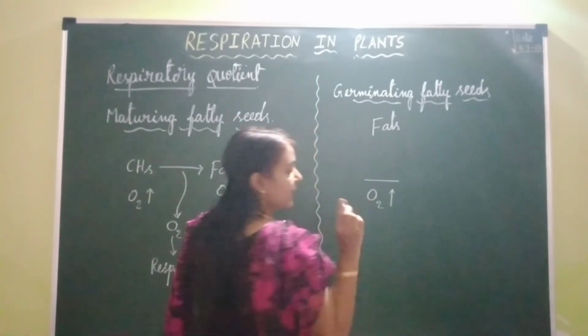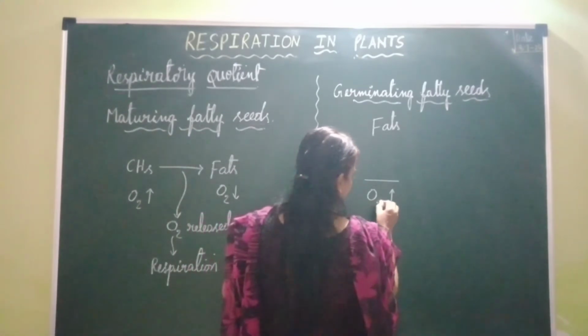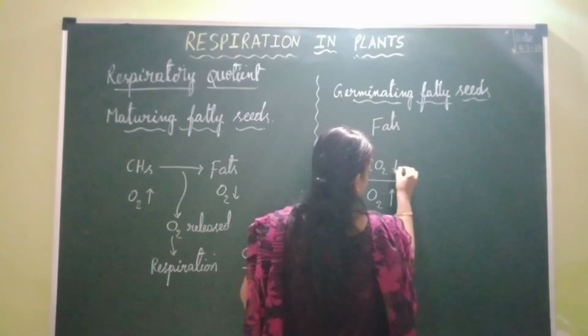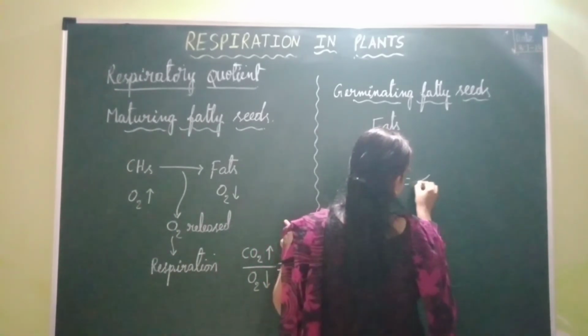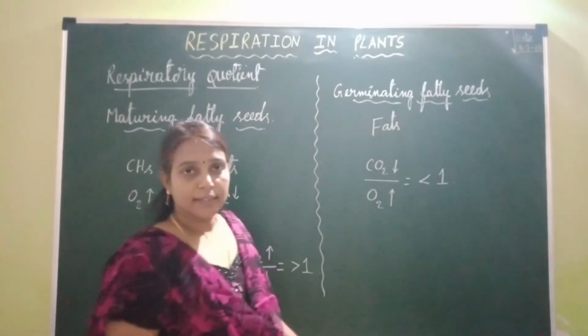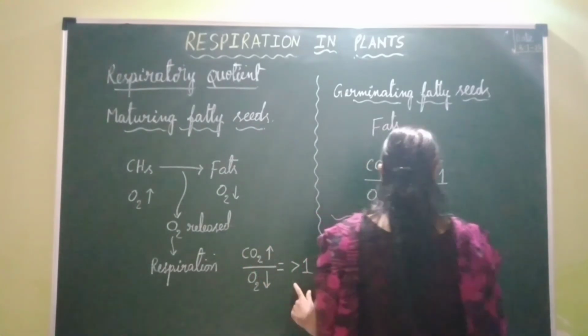So for the breakdown of fats, oxygen required is more than the release of carbon dioxide, and hence the RQ value will be less than 1. So in case of germinating fatty seeds, RQ value is less than 1. Maturing fatty seeds, RQ value is greater than 1.